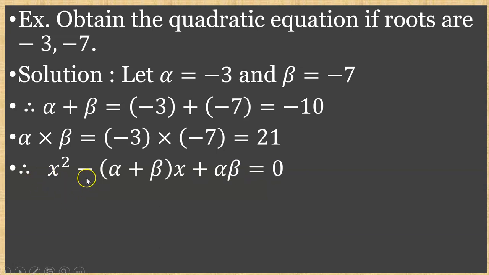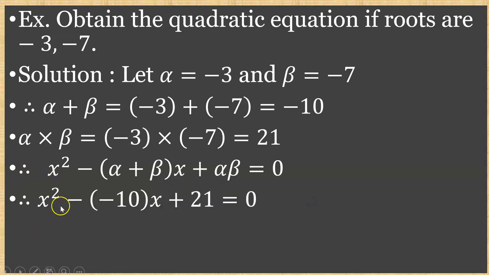And therefore x square minus (alpha plus beta) into x plus alpha into beta. We substitute the values here. Alpha plus beta is minus 10, so we put it in brackets: x square minus (minus 10) into x plus 21 is equal to 0. That gives x square plus 10x plus 21 is equal to 0. This is the required quadratic equation.